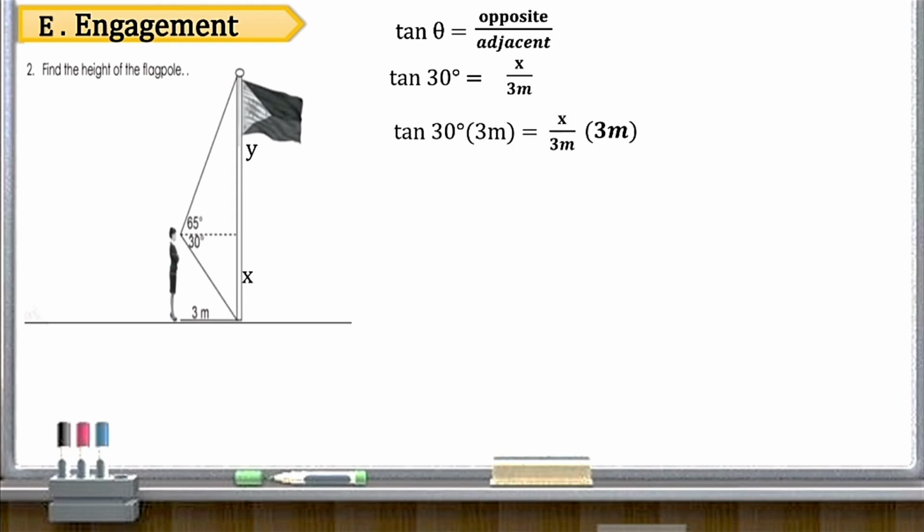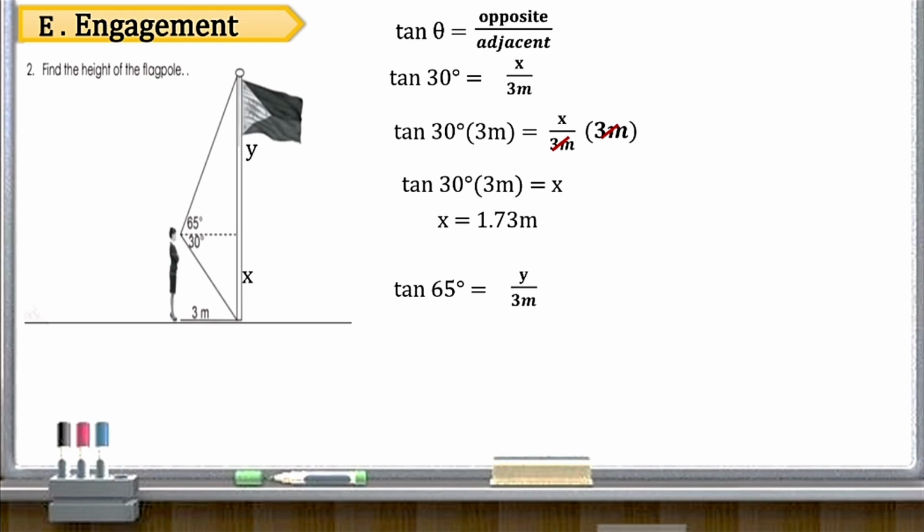So, para ma-isolate natin class yung x sa right side, cancel natin dito yung 3 meters. So, magiging tangent 30 degree times 3 meters is equal to x. So, pindutin na lang natin class sa calcu. Tangent 30, then times 3 meters. So, makukuha na natin class yung value ng x. So, x is equal to 1.73 meters. Para naman class sa y, tangent 65 degree is equal to y over 3 meters.